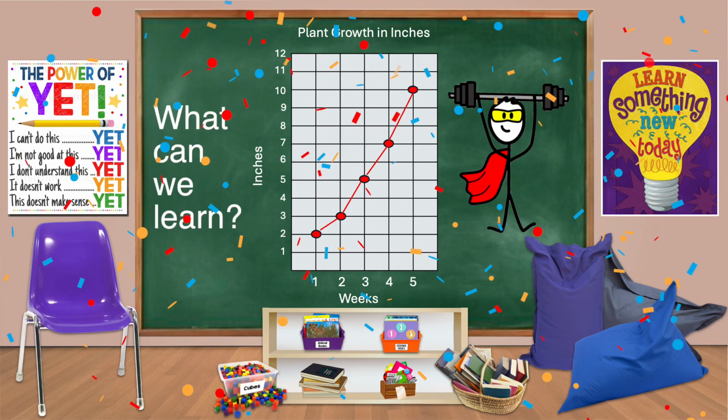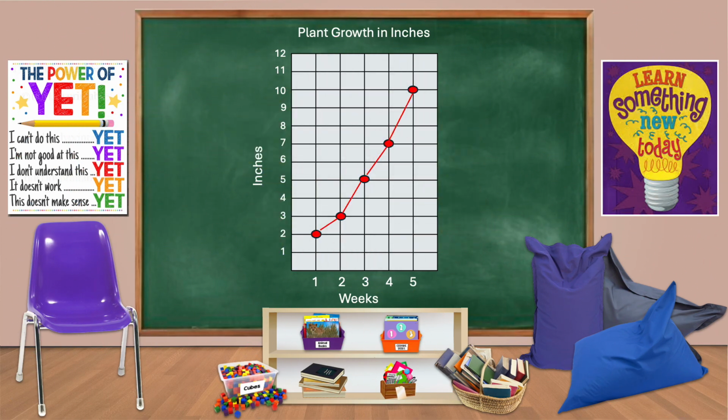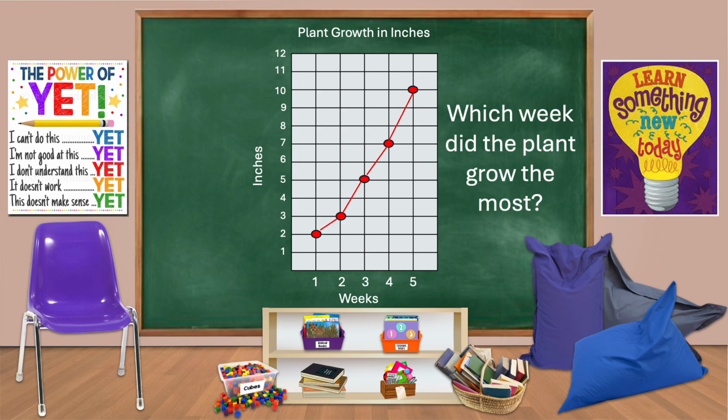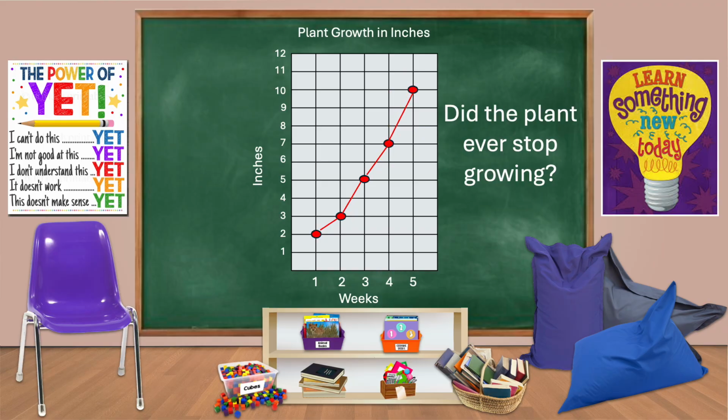What can you learn from it? Let's look at our plant graph. Can you see which week the plant grew the most? Look for where the line goes up at the steepest angle. That would be from week 4 to week 5. Did the plant ever stop growing? If the line is flat, it means the height stayed the same that week. Looks like the plant grew each week.